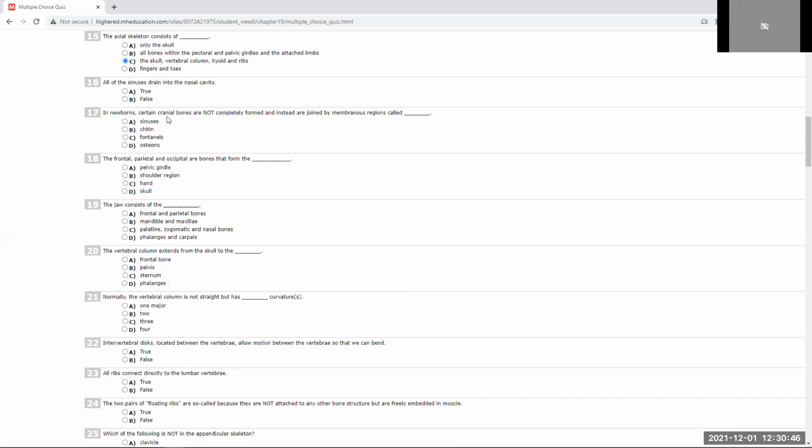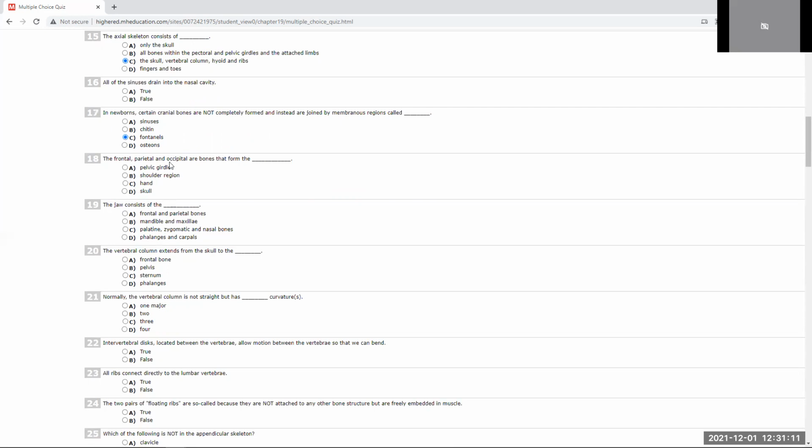17. In newborns, certain cranial bones are not completely formed, and instead they form membranous regions, which are known as the soft spots of the head. What's the other name for them? Fontanelles, yeah. And as we mentioned, usually about a month and a half, it begins to solidify.